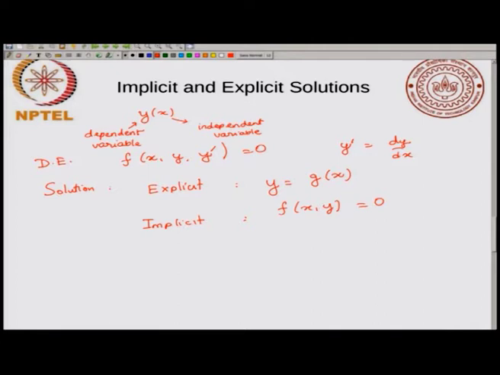An example: suppose you have dy by dx equal to cos x. Then when you solve this, you will write y is equal to sin x plus some constant. This is an explicit solution.